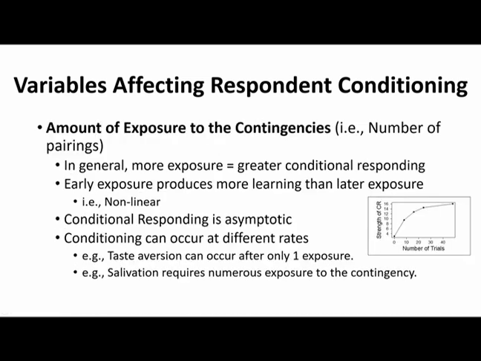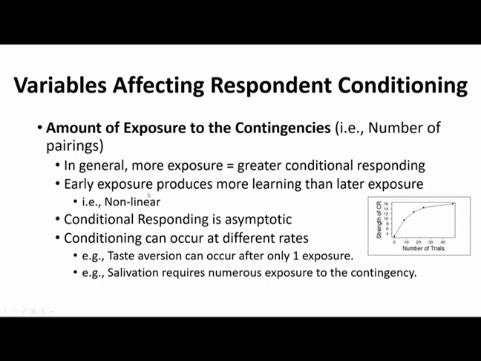Our next factor to consider is amount of exposure to our contingencies, which is basically how many trials have you experienced or what number of pairings have you seen. And the general rule of thumb here that you might logically already have figured out is that more exposure means that you're going to have more learning or greater conditioned responding. As you pair your conditioned stimulus and your unconditioned stimulus more and more and more times, your conditioned response is going to become stronger and stronger because you're learning more and more.